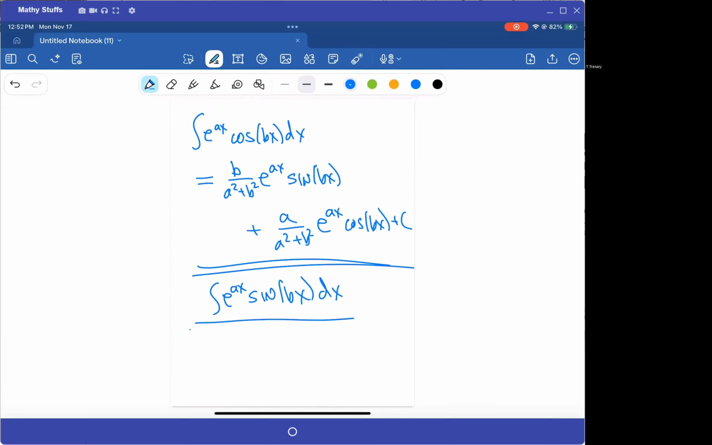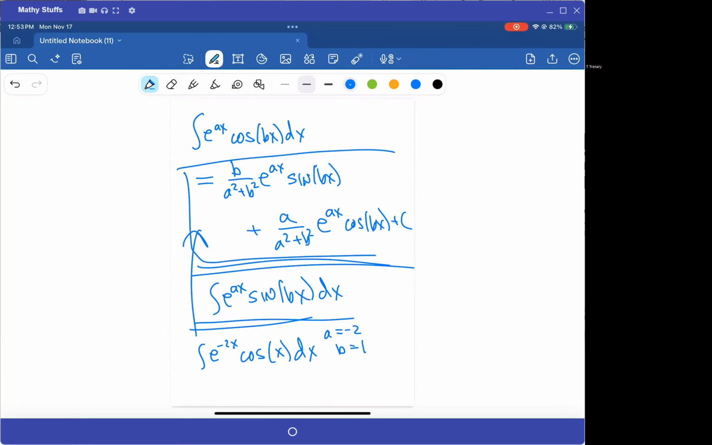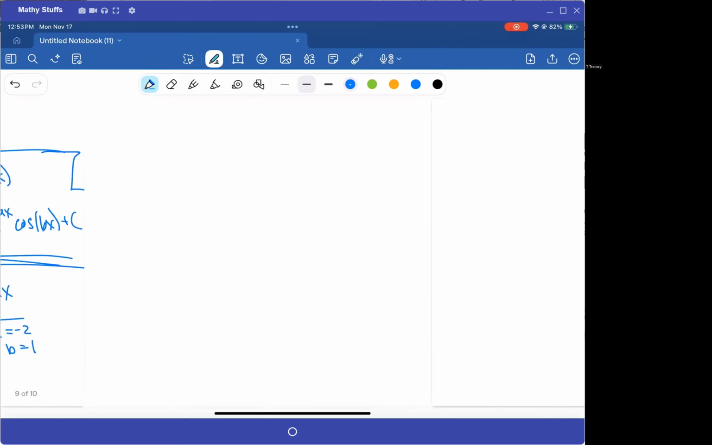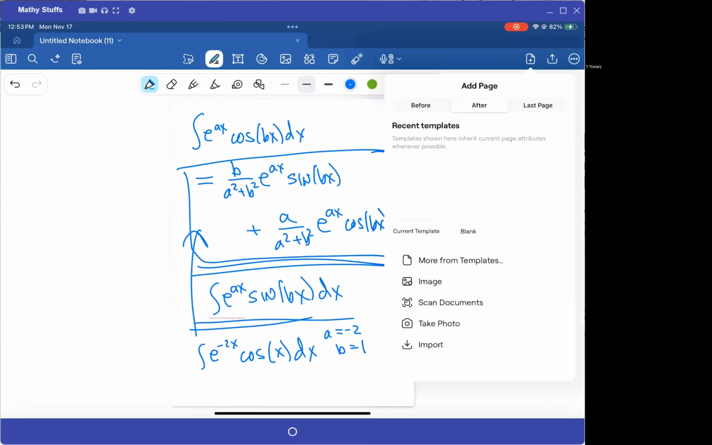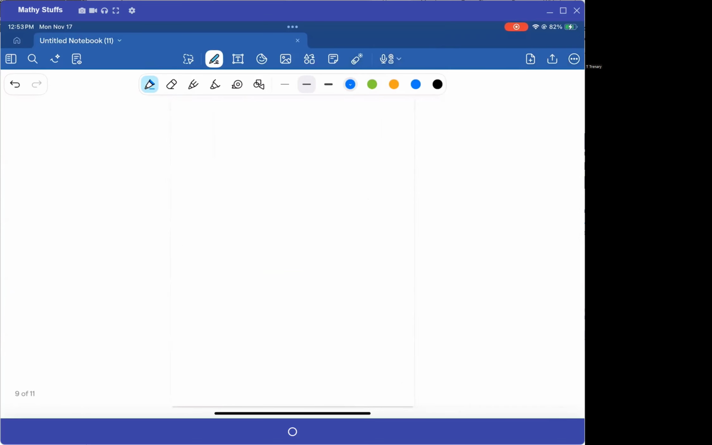But how would I use this guy up here? So if you were given the integral of e to the negative 2x cosine of x dx and asked to evaluate that, you just have to identify that a is negative 2, b is 1, and then just plug them into the right side of this formula, and you're good to go. But it's good to always see once in your life where that formula came from. And I keep doing that and keep forgetting to flip this way.